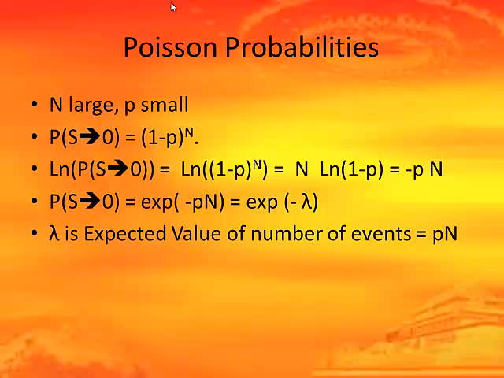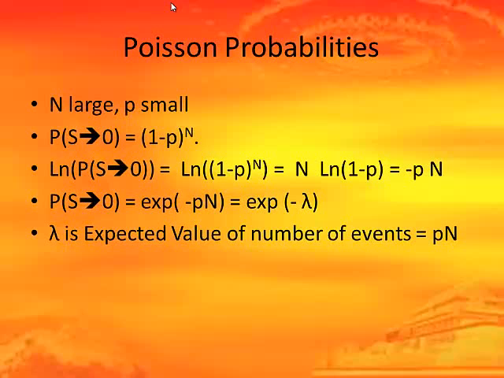Now pn is a very important quantity in this Poisson case, because pn is the expected number of events. p is the probability which is low, n is the number which is large. We multiply them together, and that's the number of events that you expect to see. This is called lambda. Lambda is the expected number of events, the average number of events that happens. So if p is 1 over 1,000, n is 1,000, lambda will be 1. In 1,000 cases, you will see only 1. If n is 2,000, lambda will be 2, and so on.